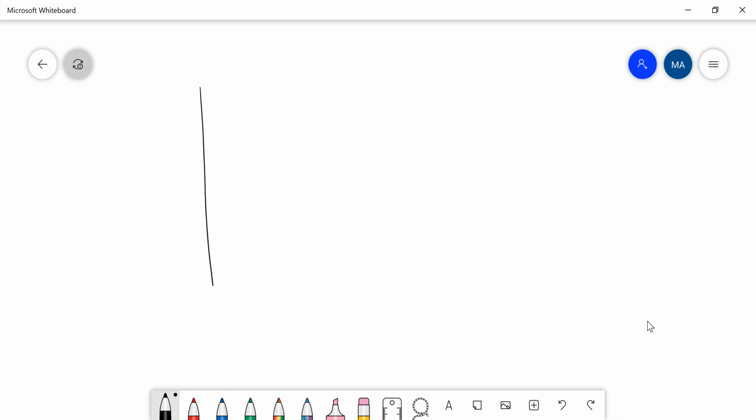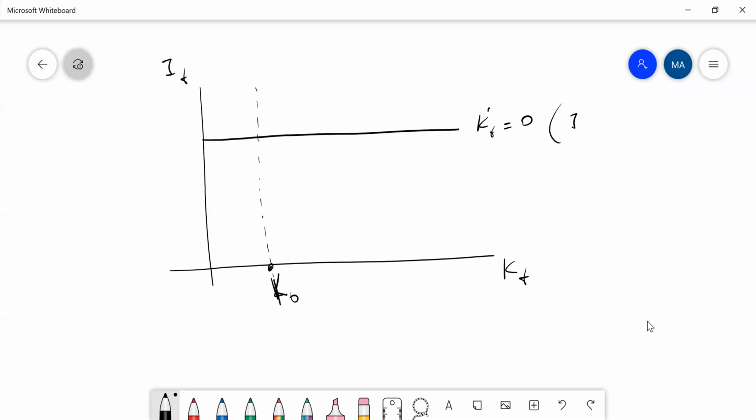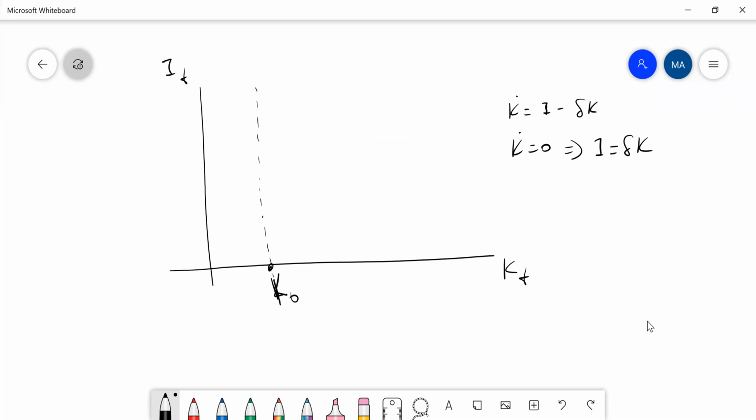Dynamic path is something like this. Let's say you have these variables here. So initially, let's say you are here. This is your K0. And this is your K dot equals 0 curve. Sorry, so it is like this. I'm sorry. So K dot equals I minus delta K. So K dot equals 0 line is this, right? So this is your K dot equals 0, I_t equals delta K_t curve.